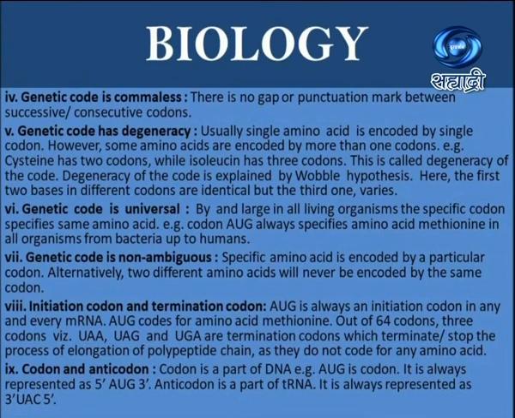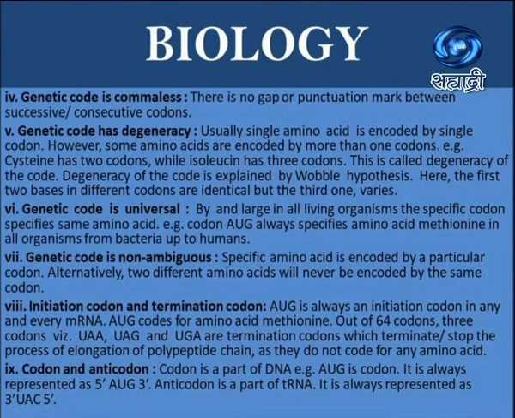Fourth one, genetic code is universal. By and large in all living organisms, a specific codon specifies the same amino acid. For example, codon AUG always specifies the amino acid methionine in all organisms from bacteria up to humans. That's why the genetic code is called universal. Genetic code is non-ambiguous. A specific amino acid is encoded by a particular codon. Alternatively, 2 different amino acids will never be encoded by the same codon. It's a very important one you have to remember well.